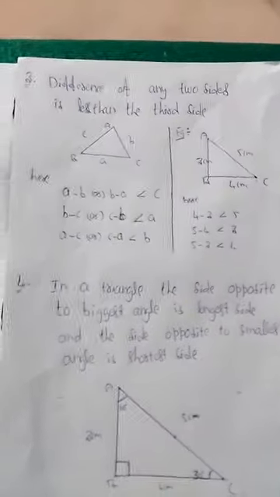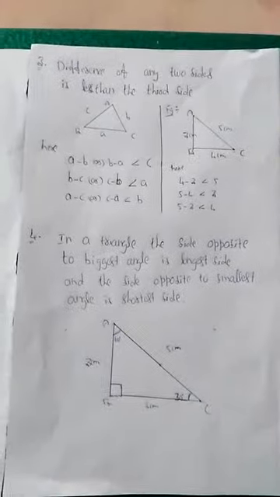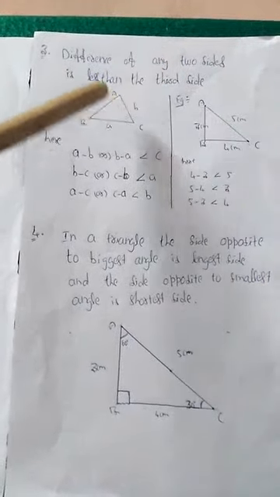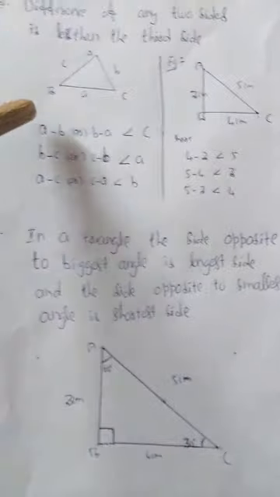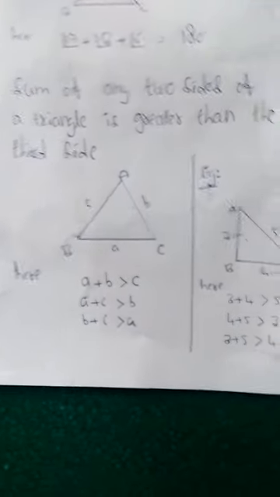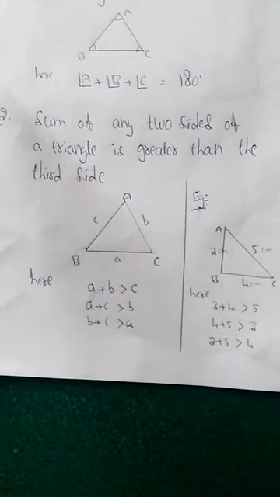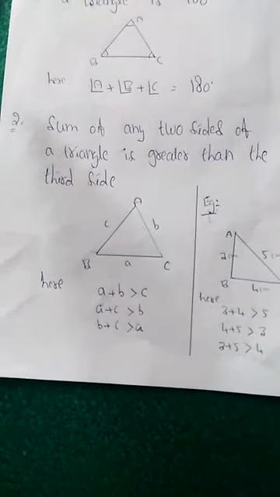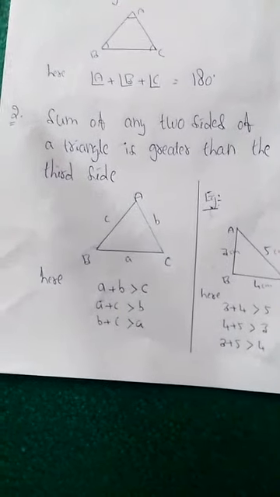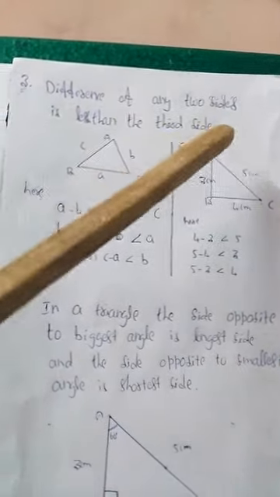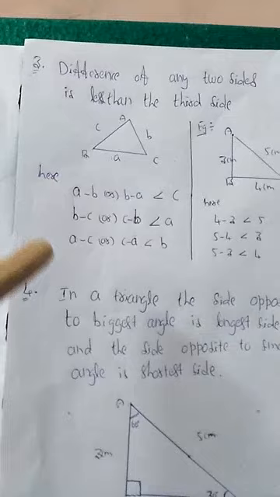And the next one, the third property. What is it? The difference of any two sides is less than the third side. In the second property, what I told was the sum of any two sides of a triangle is greater than the third side. Now the third property tells us the difference of any two sides is less than the third side.